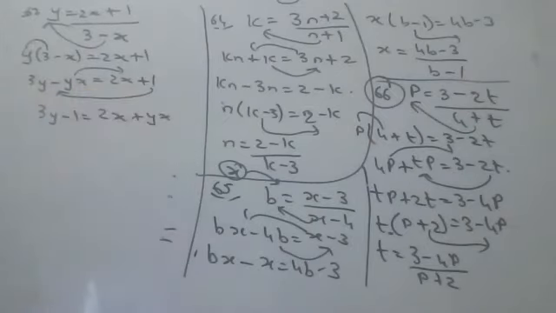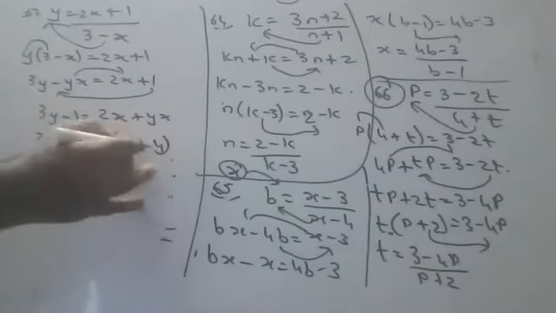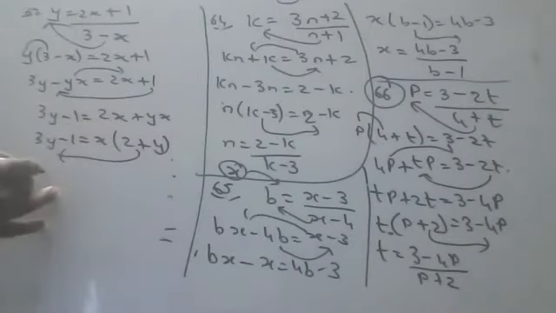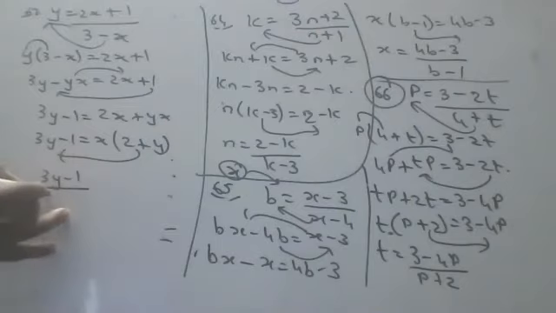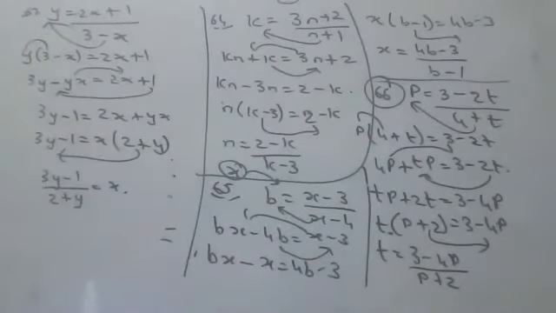Take x as common. If you take x as common, 2 plus y, this will come down because x is the subject. So 3y minus 1 by 2 plus y is equal to x. Very good.